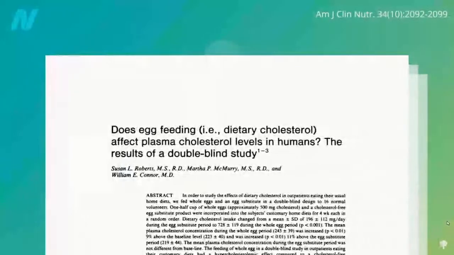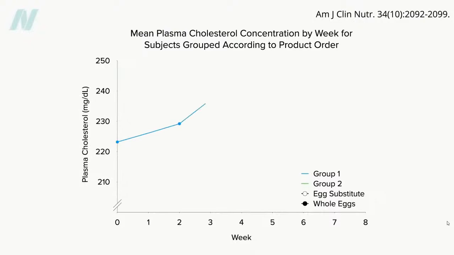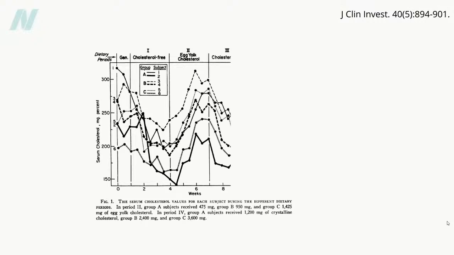The question, does egg feeding, in other words dietary cholesterol, affect the level of cholesterol in the blood, was answered 40 years ago. Give someone half a cup of eggs a day, and within 2, 3, 4 weeks their cholesterol keeps going up, and then stop the eggs by switching to an egg substitute, and the cholesterol comes down. Or start people on the egg substitute and not much happens, but then start feeding eggs, and their cholesterol shoots right up. Put people on a cholesterol-free diet, and their cholesterols drop. But then add some egg yolk cholesterol, and their cholesterol goes up. Take it away, and their cholesterol goes down.